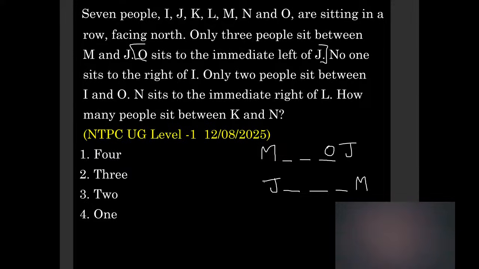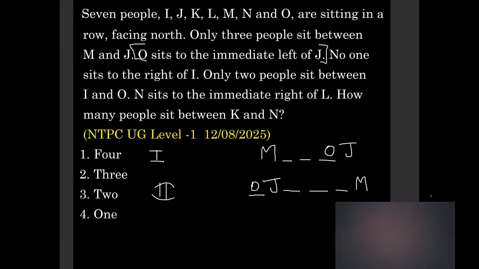Next, in the second case, so this is first case and the other one is second case, second situation. In these two, one will get eliminated at the end, so the other one will be the answer. Now O we can take it here. O sits to the immediate left of J. So here we placed O, J and M. Three people are fixed. Now let us check for the remaining people.